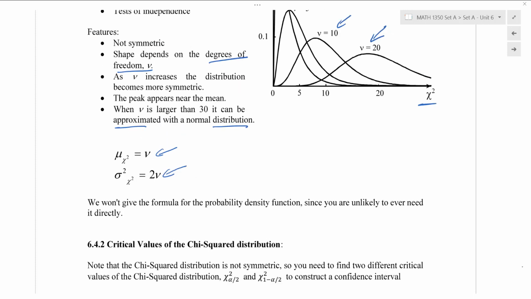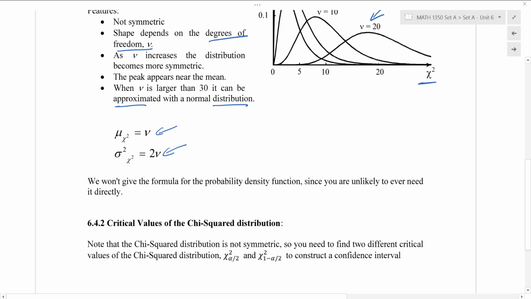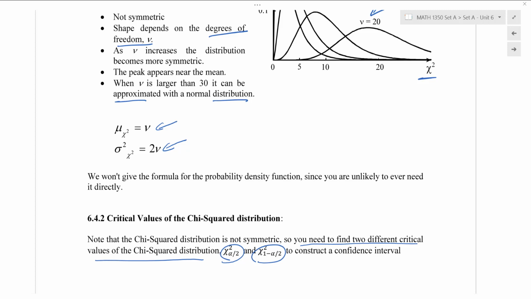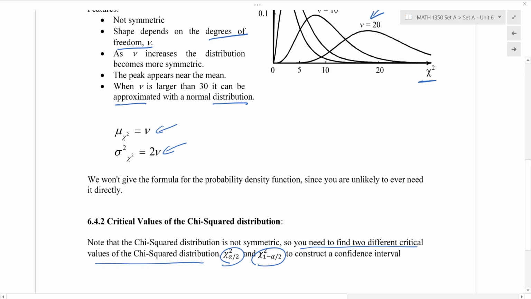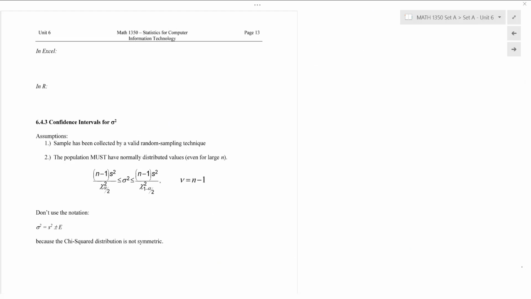Since the chi-squared distribution is not symmetric, we're actually going to have two different critical values. This is unlike the z distribution or t distribution, where once we find z alpha over 2 or t alpha over 2, we can just take the negative of that value to give the critical value on the left. In this case, we will have two. We're going to have a chi-squared alpha over 2 and a chi-squared 1 minus alpha over 2. These two numbers will be different when we construct our confidence intervals. So let's try and compute these critical values.